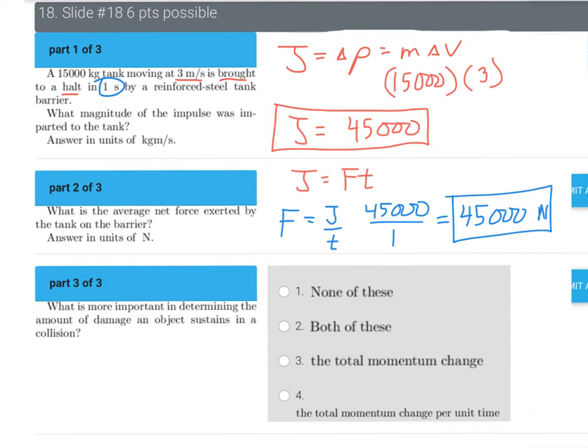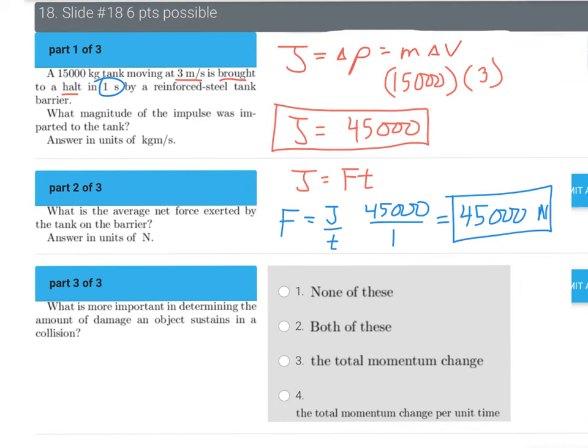All right, so what is more important in determining the amount of damage an object sustains in a collision? So if you throw an egg against a wall, or you throw an egg against a hanging bed sheet, those are going to have different results. Throwing it against the wall, it's going to have a certain amount of total momentum, and that momentum is going to go to 0. But that's going to happen in a very short amount of time, and so it's going to experience a big force, and it's going to shatter and break.